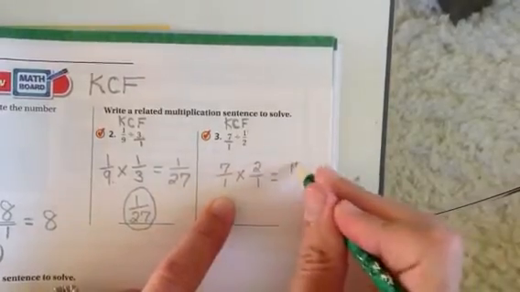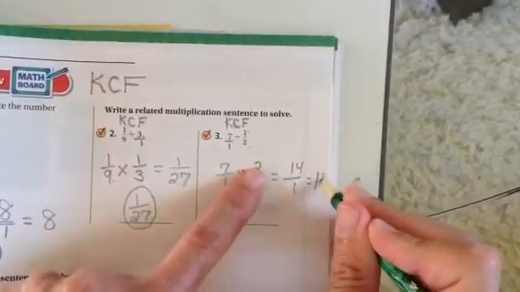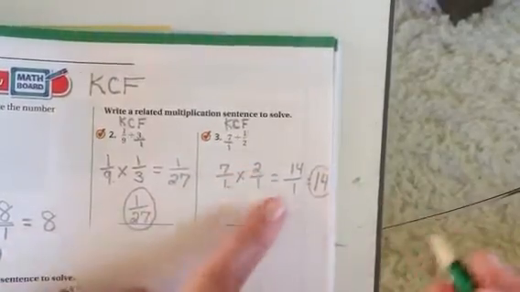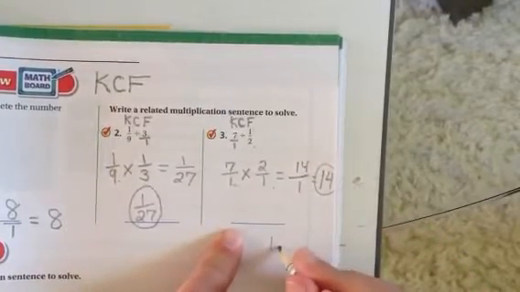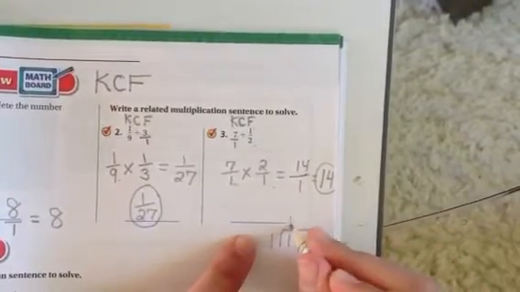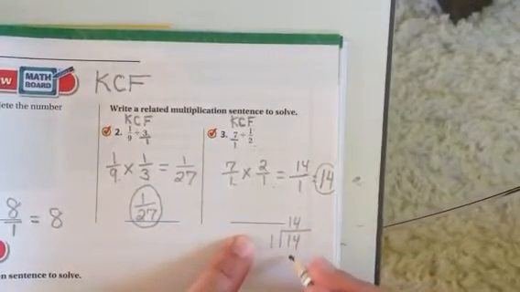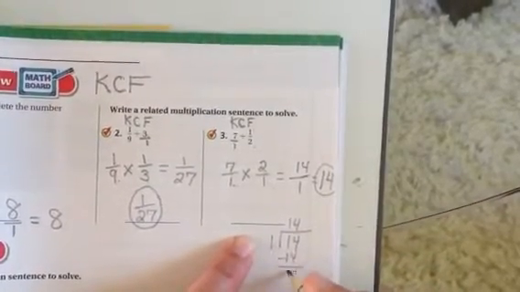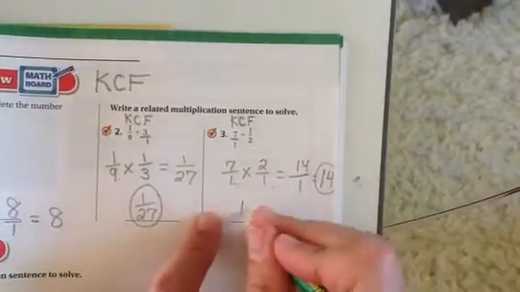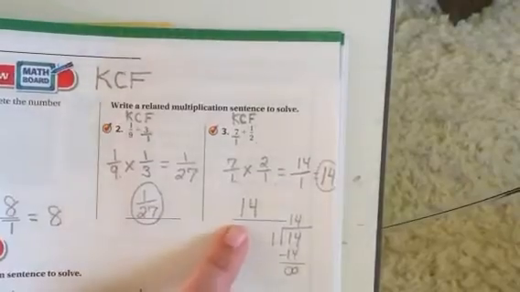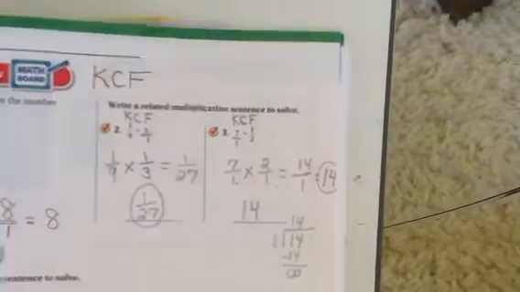7 times 2 is 14. 1 times 1 is 1. And we know it's improper, so we need to change it back to a whole number. 14, okay, remember we're doing this. 14 times 1 is 14, and we have no remainder. Okay, so our answer, our product, or quotient, is 14.